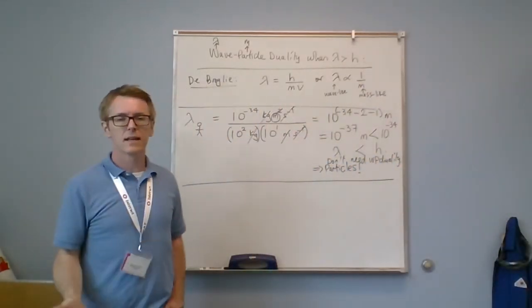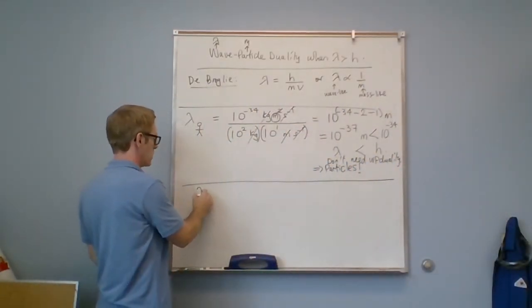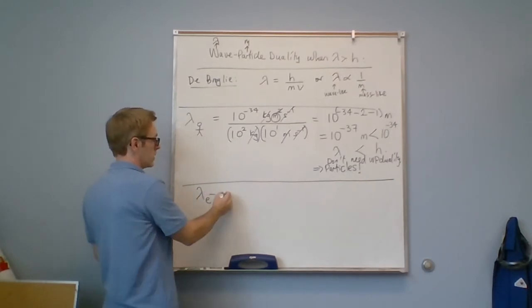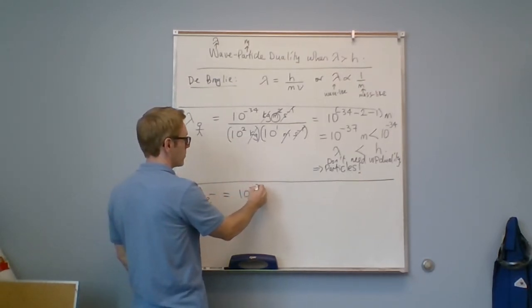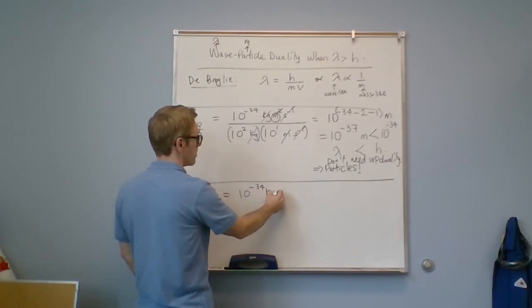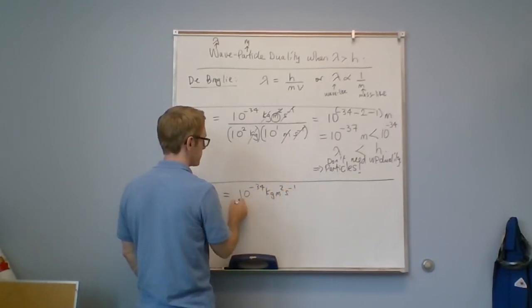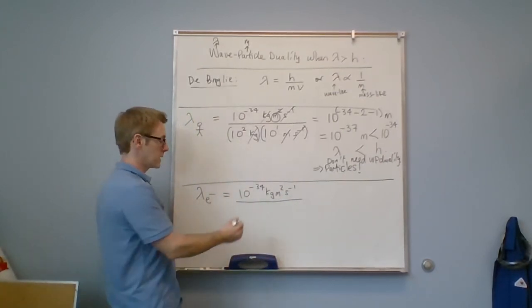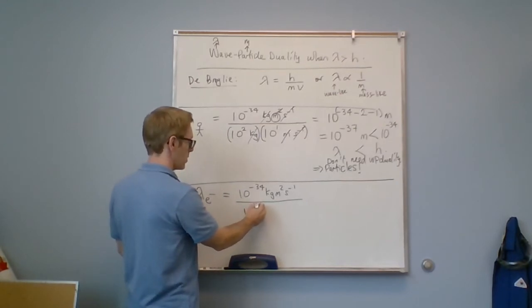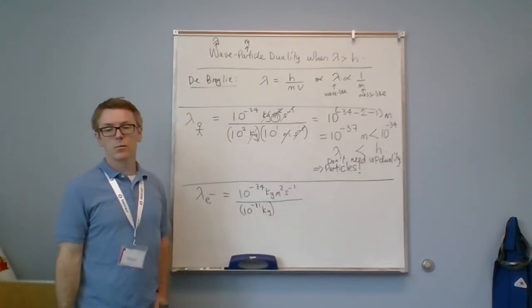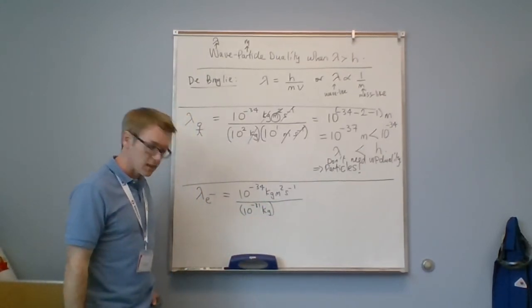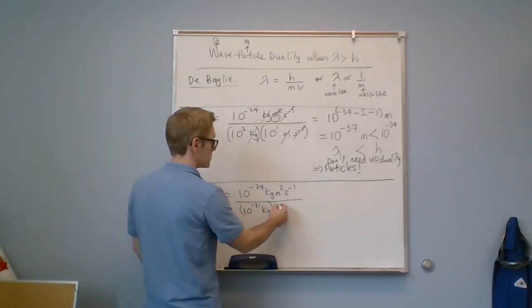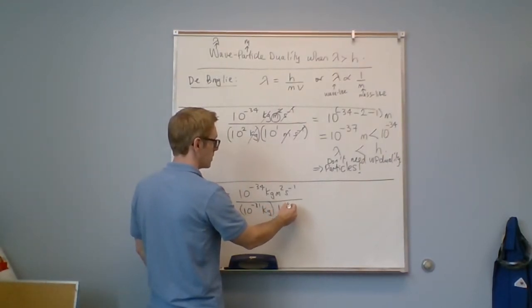If I were to repeat the calculation for electrons, however, then I have 10 to the negative 34 kilogram meter squared per second. The mass of an electron is approximately 10 to the negative 31 kilograms. And an electron can move much closer to the speed of light than can you or I. So let's say a reasonable number would be 10 to the 5 meters per second.